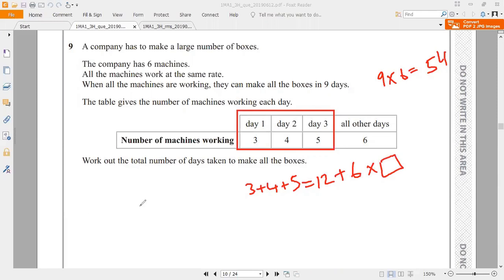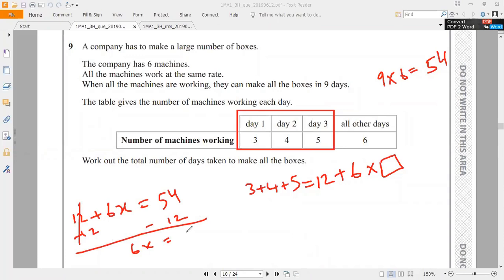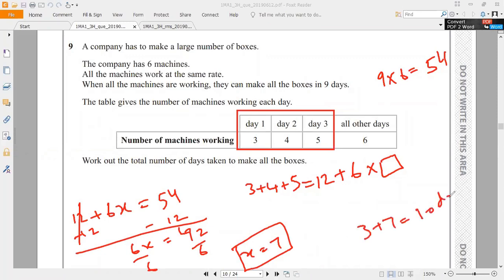And I can actually solve it like an equation. So 12 plus 6x equals 54. If I take 12 from both sides, that will give me 6x equals 42, and then I can divide both sides by 6, and then x will be 7. So basically 3 days plus 7 days, 3 plus 7 is 10 days. So altogether it will take 10 days.